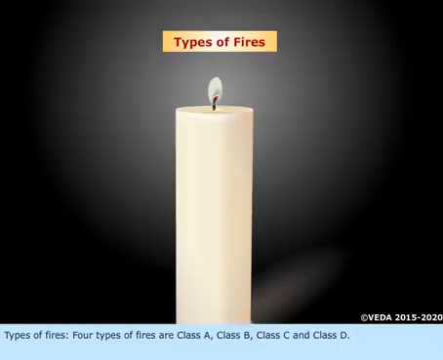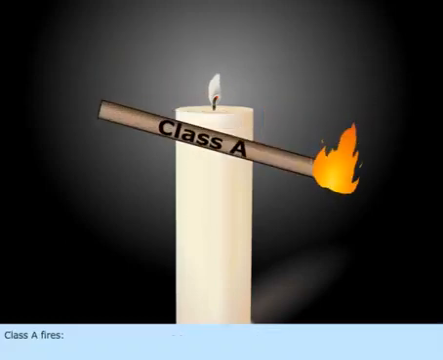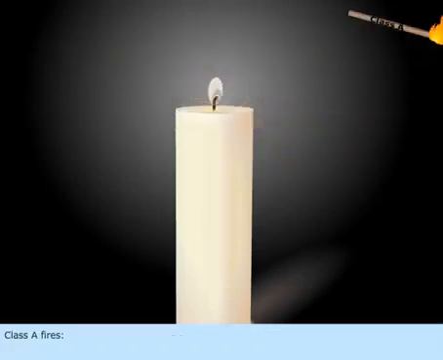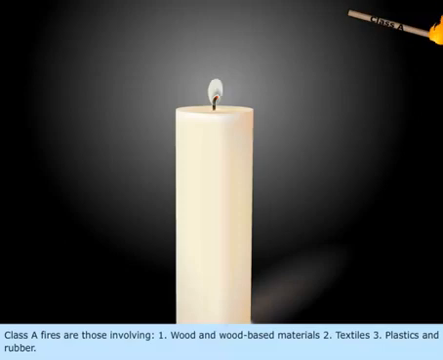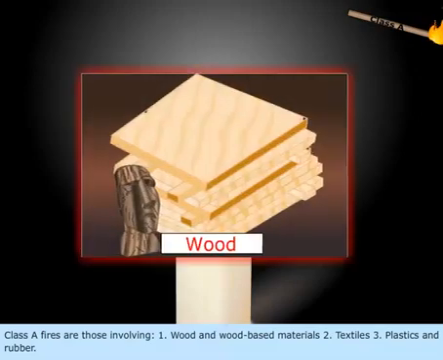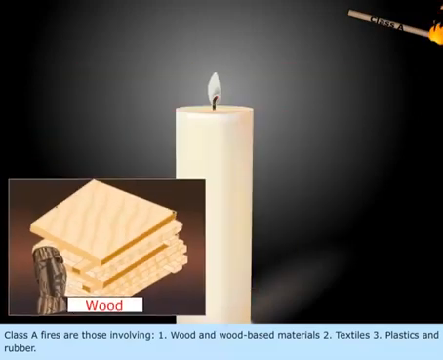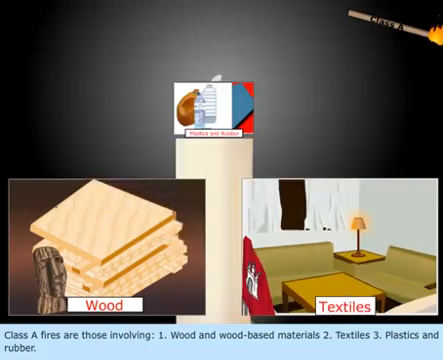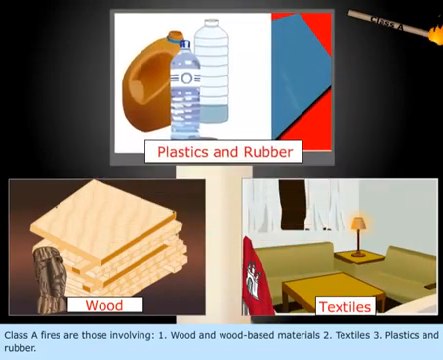Types of fires. Four types of fires are Class A, Class B, Class C, and Class D. Class A fires. Class A fires are those involving: 1. Wood and wood-based materials, 2. Textiles, 3. Plastics and rubber.